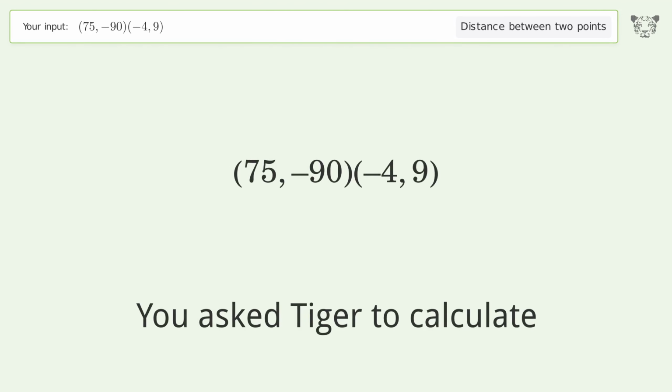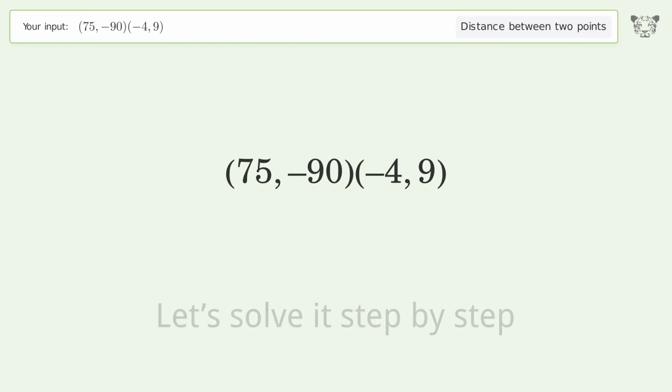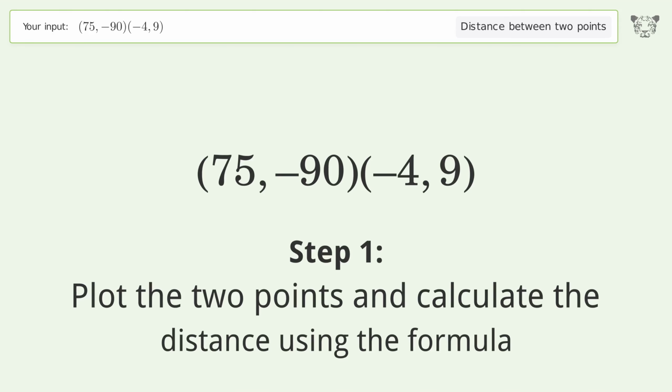You ask Tiger to calculate. This deals with the distance between 2 points. The distance between the 2 points is the square root of 16,042 or 126.657. Let's solve it step by step. Plot the 2 points and calculate the distance using the formula.